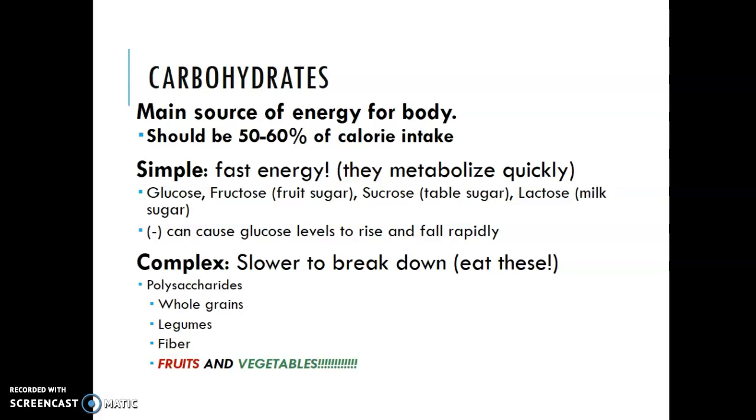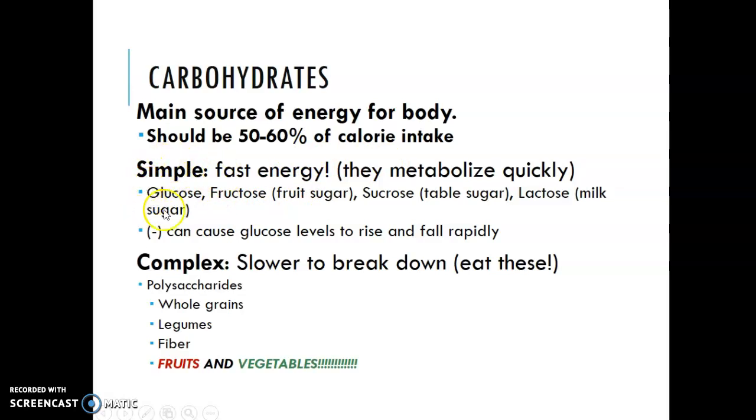The problem is we've got to eat the right carbohydrates. And it's really easy to overeat the bad carbohydrates and get too many calories. And so simple carbohydrates are the ones we want to avoid. It is fast energy, so sometimes we may want that quick energy. Think candy, sugar, they metabolize quickly. So you're going to get that spike in your blood sugar where it's going to rise, but then you usually kind of crash and drop because it gets burned through quickly.